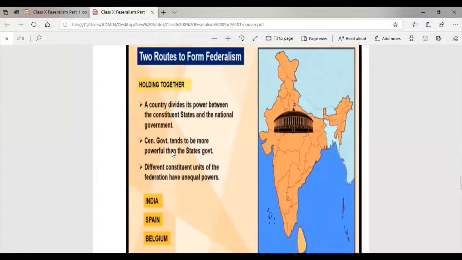The countries which have holding together federalism are such countries where the power is shared and distributed between the states and the national government. The countries which follow holding together federalism are India, Spain, and Belgium. So these three are the classic examples of federalism formed by holding together.